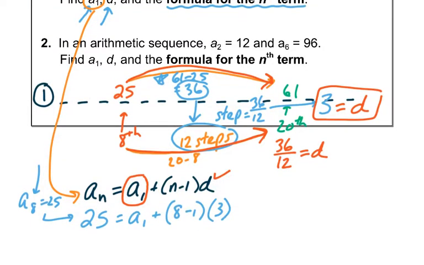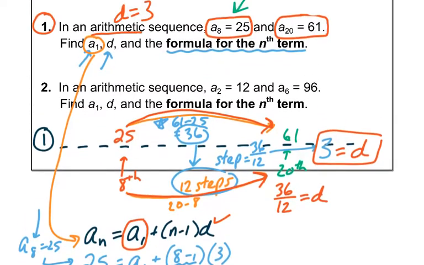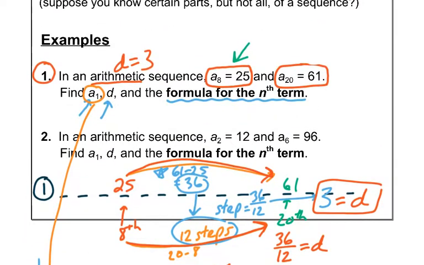So now we're just going to do a little bit of algebra here. 25 equals A sub 1. 8 minus 1 is just 7. 7 times 3 is 21. And therefore we can say that A sub 1 is 25 minus 21, or 4. All right, that means this whole sequence started at 4. The 8th term was 25. And the 20th term was 61. That makes sense. Okay, I'll put that up here. A sub 1 equals 4.